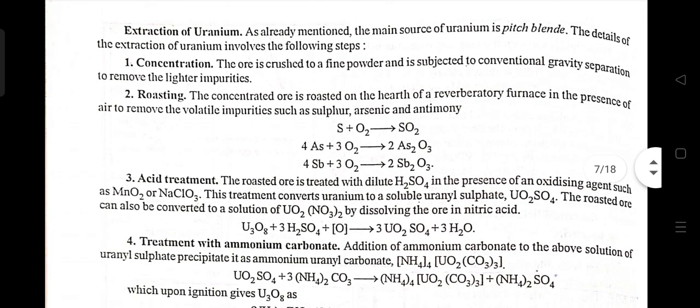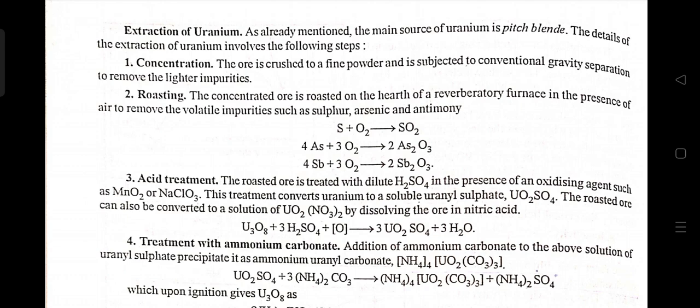Extraction of uranium. As already mentioned, the main source of uranium is pitchblende. The details of extraction of uranium involve the following steps. Concentration. The ore is crushed to a fine powder and is subjected to conventional gravity separation to remove the lighter impurities. Roasting. The concentrated ore is roasted on the hearth of a reverberatory furnace in the presence of air to remove the volatile impurities such as sulfur, arsenic, and antimony.